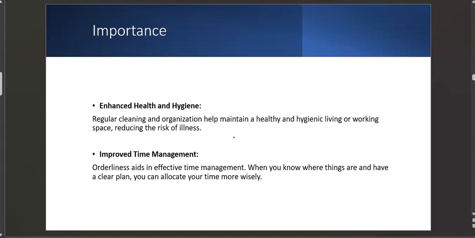Orderliness aids in effective time management. When you know where things are and have a clear plan, you can allocate your time more wisely. Like I said, when you're from school, right, you want to go visit your friends, you want to play, you want to eat, you want to do a lot of things, you want to revise too. Now, when you're an orderly person, you'll be able to manage your tasks well. You sit down and tell yourself which is more important.